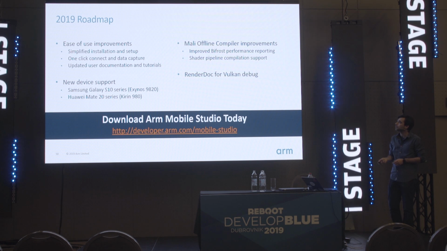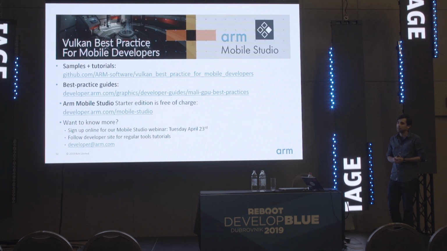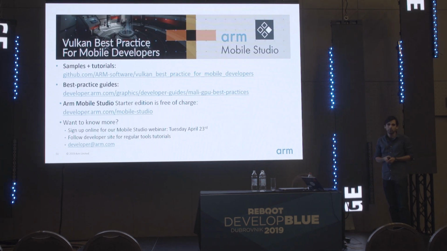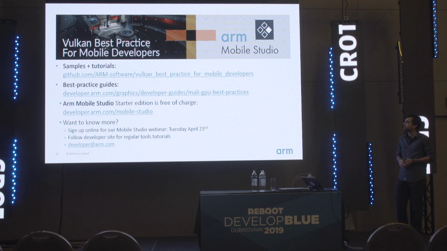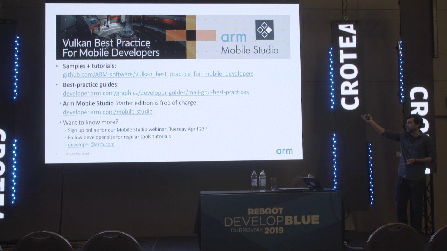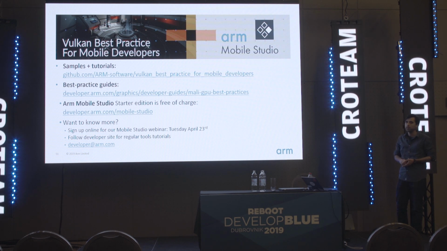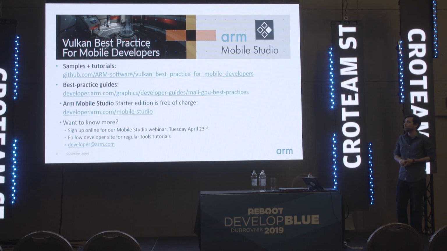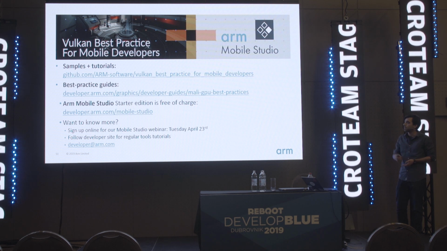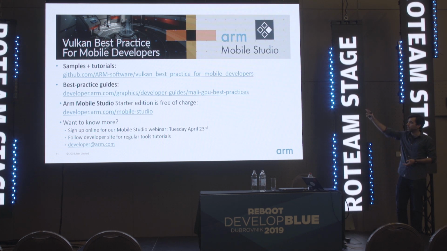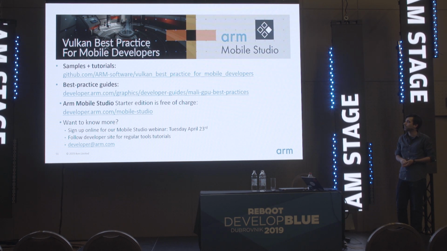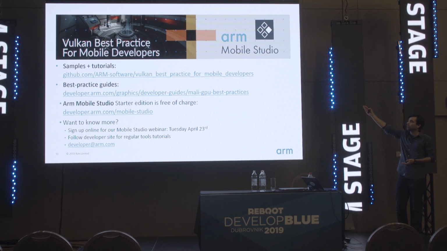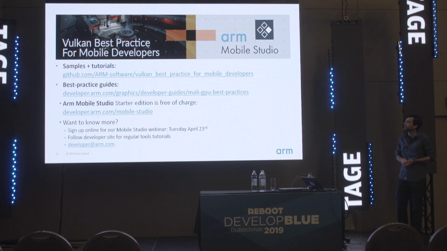So to recap, we have a set of resources that we hope prove useful to learn Vulkan and to make sure you get the best practices right in your engine or in your game. Starting with the best practices for mobile developers on GitHub. This is, as I said, open source, and we're still working actively on it to keep adding new samples. This all came out of our PDF best practice guide for OpenGL ES and Vulkan, and we will be getting more content out of that into the live demos.